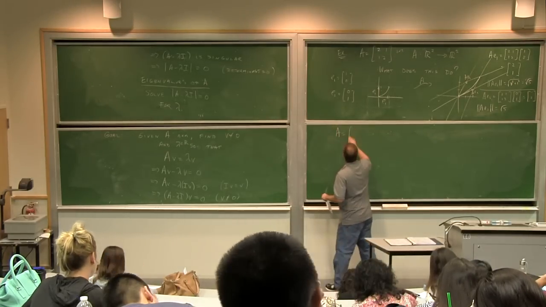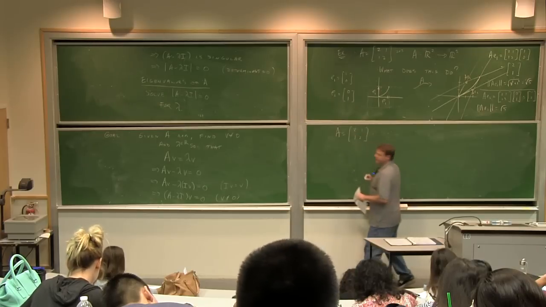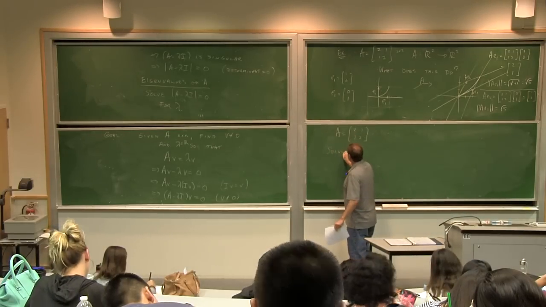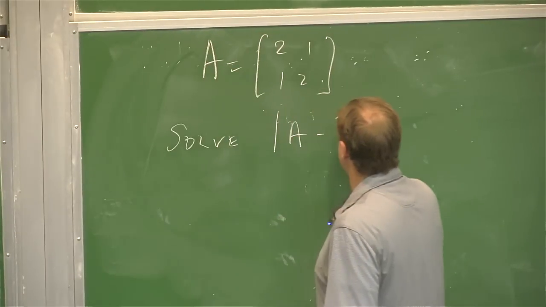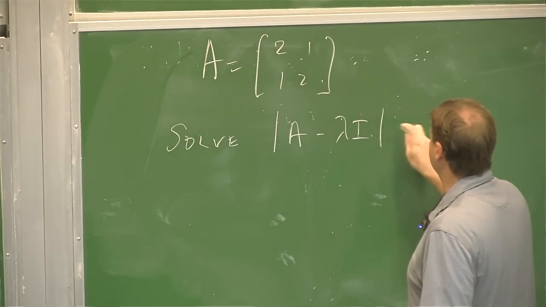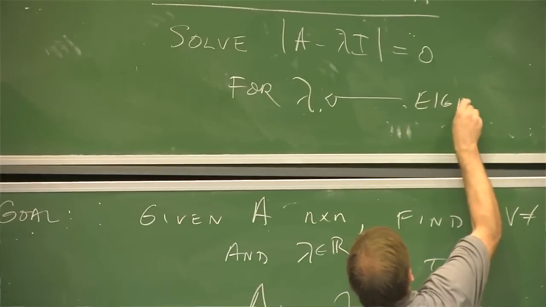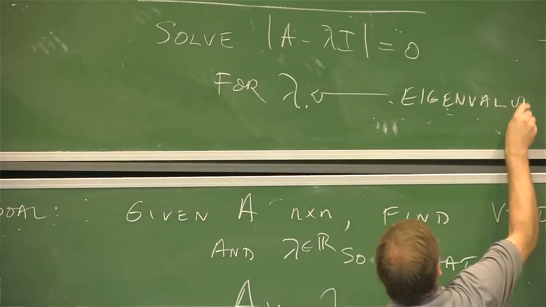So A was that matrix, and I want to solve the determinant of A minus lambda I equals 0. And I'll tell you what that lambda is here. This is what's called the eigenvalue.